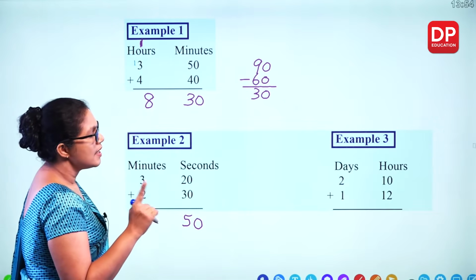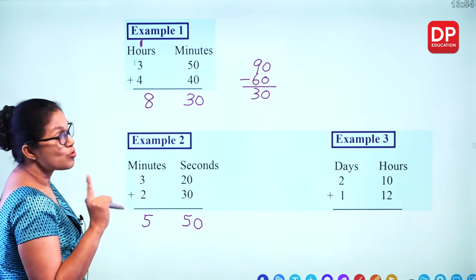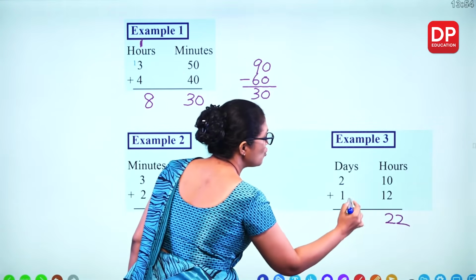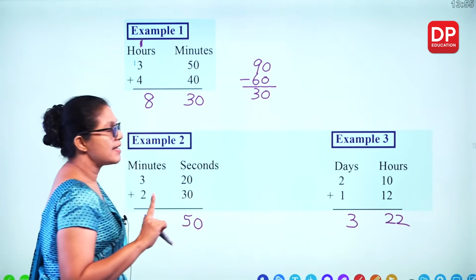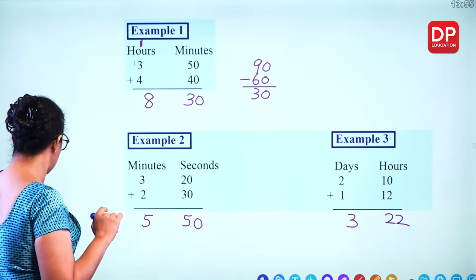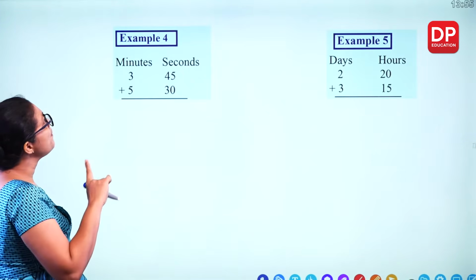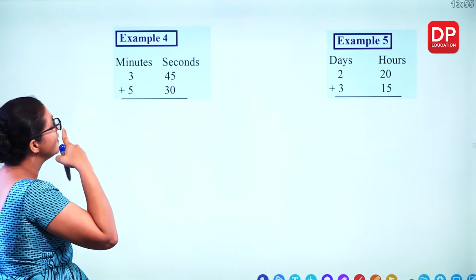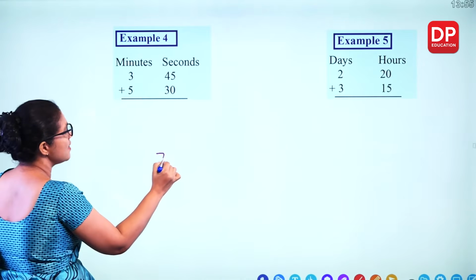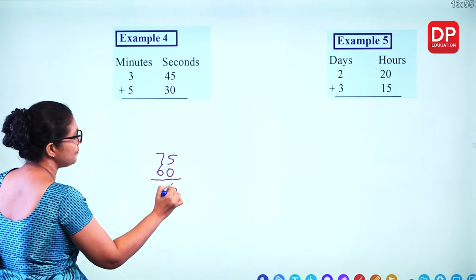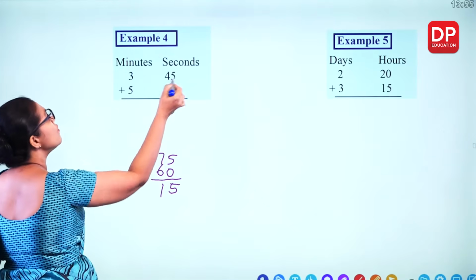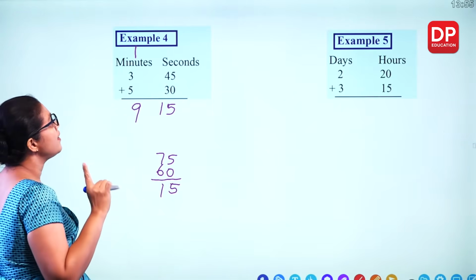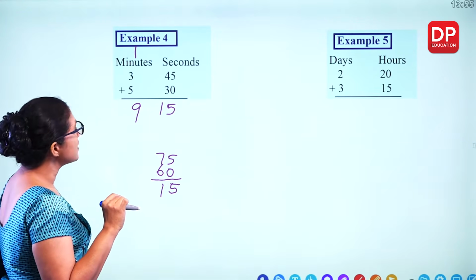Days and hours. 10 plus 12, that's 22, less than 24. So less than 24 means you can write down 2 plus 1, 3. 3 days and 22 hours. This one, minutes and seconds. So add it, you get 75. 75 is more than 60. So subtract 60, you get 15. You need to add 1 here. 5 plus 3, 8 plus 1, 9. 9 minutes and 15 seconds.